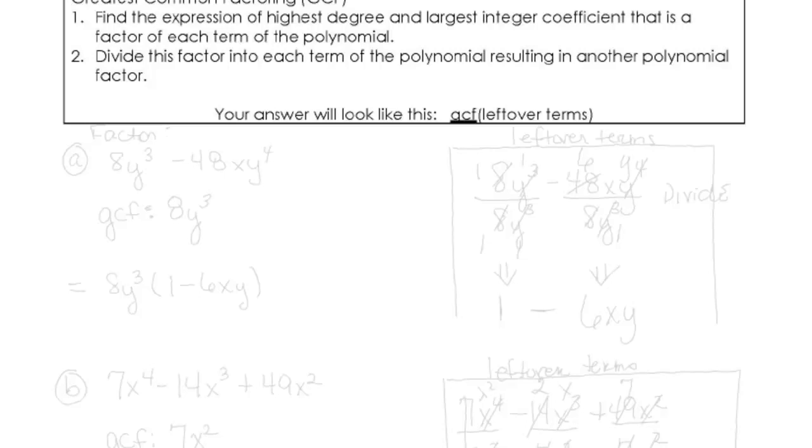For the very first question, and from here on out with factoring, ask yourselves, is there a GCF that can be factored out? Either you're going to say yes or no. If you say yes, then this is what your answer is going to look like. It's going to be in two parts. You're going to have the GCF part, and you're going to have what's left over. Okay? So let's do an example. Example A. We're going to factor 8y cubed minus 48xy to the fourth.